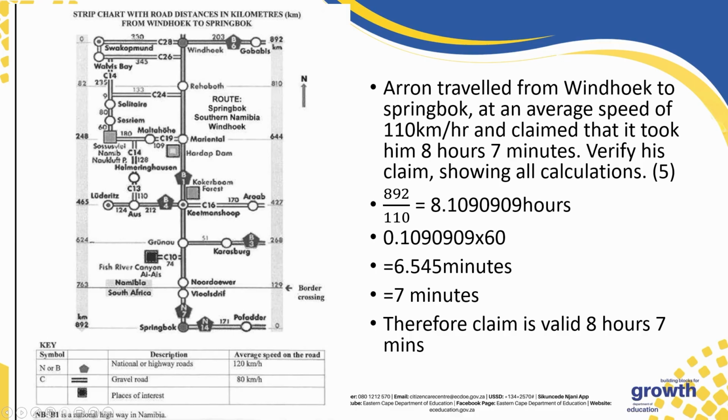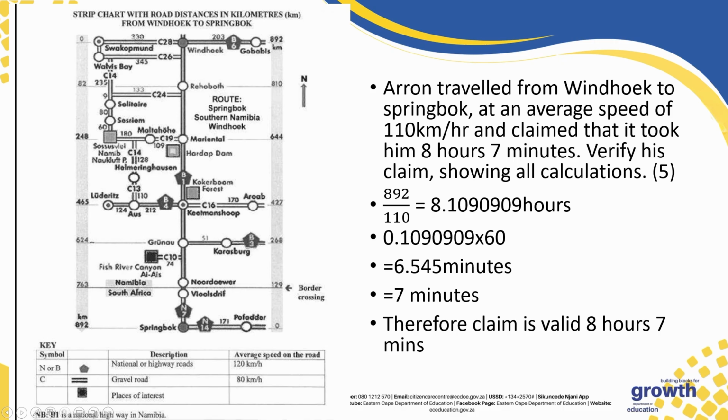So to verify this, it means we must calculate time. Time is equal to distance over speed. So we're going to divide here. 892 divided by 110, we'll get 8,109090 hours. I'm not rounding.